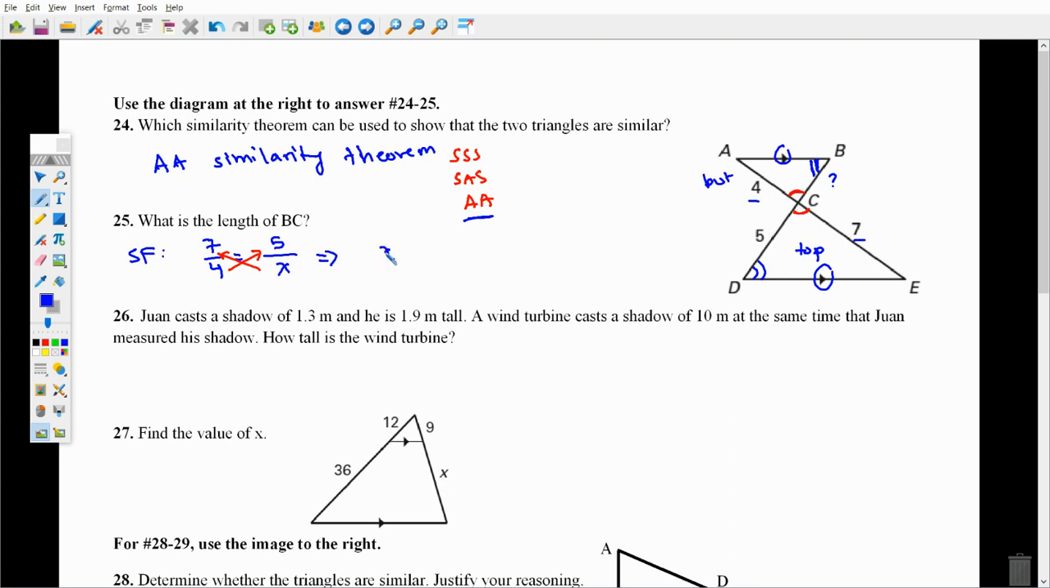What you end up getting is x is equal to 20 over 7. Or, sorry, I jumped a step. You get 7x is equal to 20. Divide by 7, divide by 7. So what you end up getting is x is equal to 20 over 7, or in other words, about 2.9.